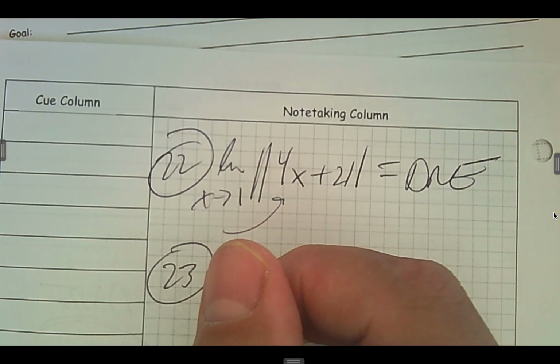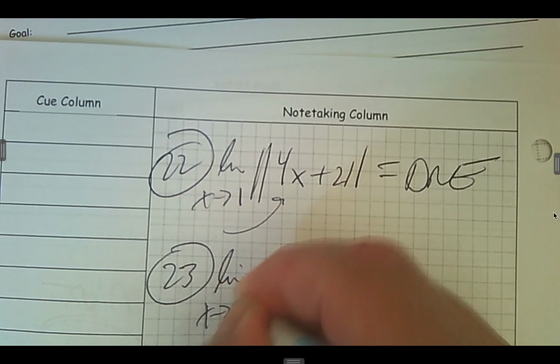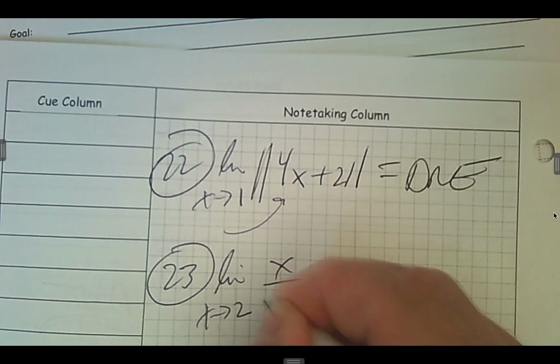23. The limit as x approaches 2, and it's x over x minus 2.